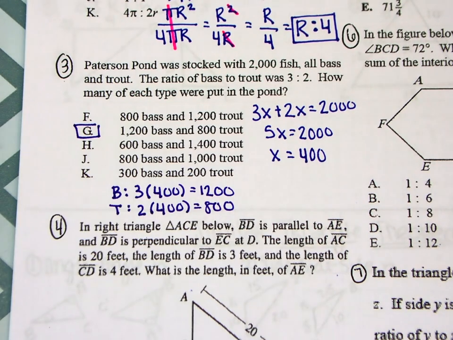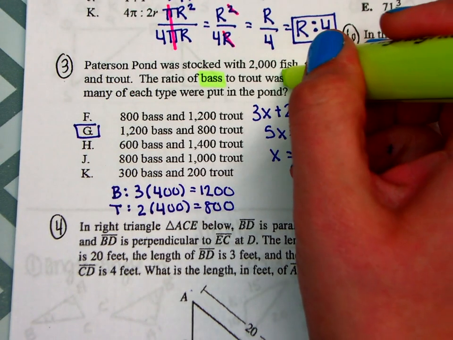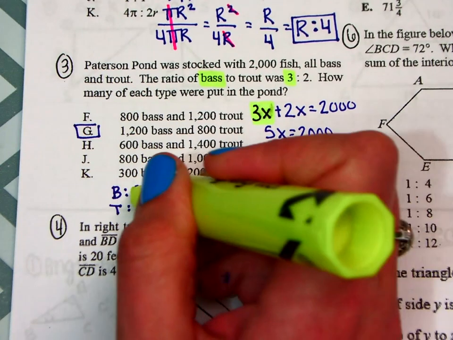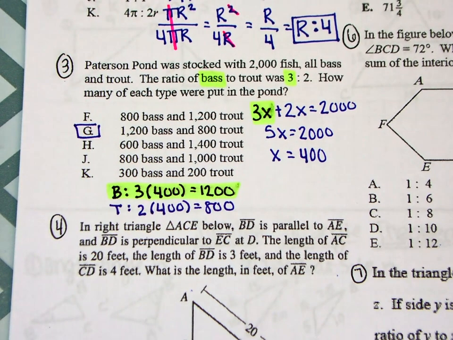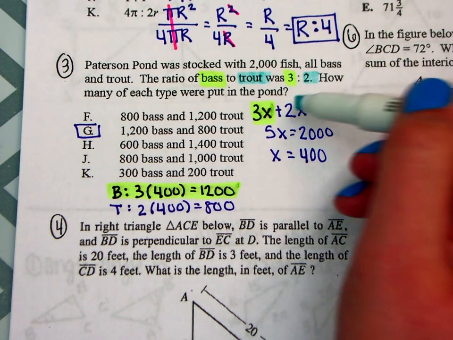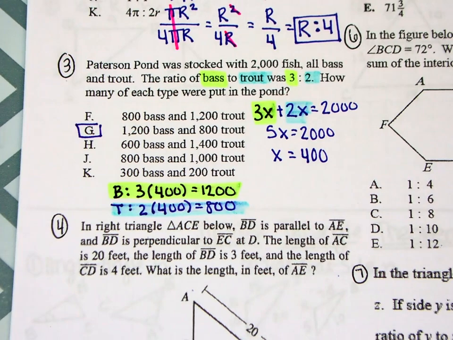So remember, when you're finishing these problems and solving them, bass is written first, which means the 3 corresponds to bass. So when I'm solving, I'm going to plug that part in here. Trout is written second. The 2 is listed second, so when I'm substituting, I'm going to multiply my x value by 2. So pay attention to the order in which it's written, so that way you can solve it correctly.